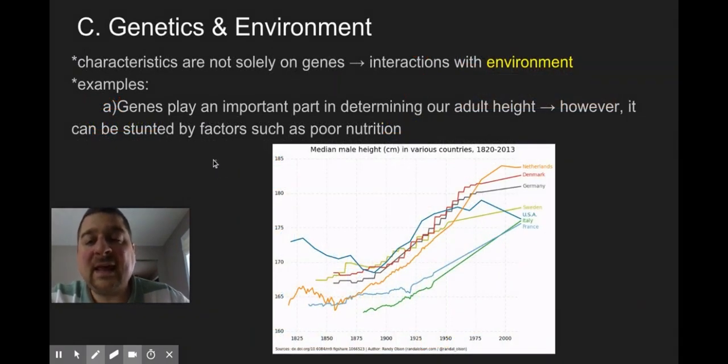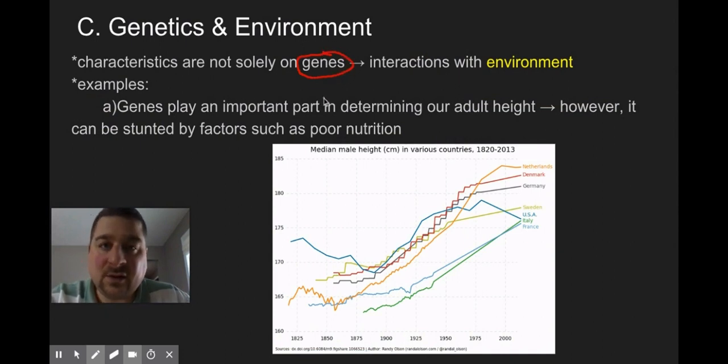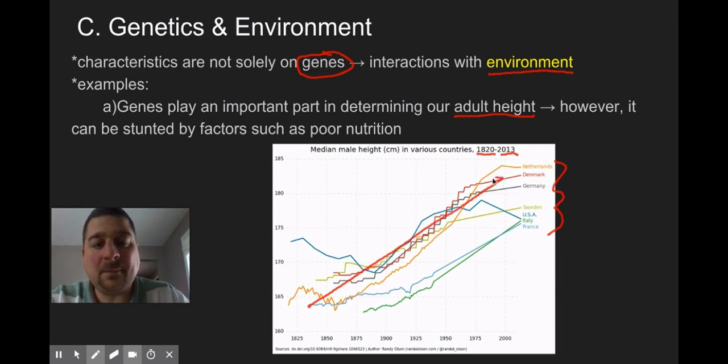One final point is that genes are not solely the main determinant of a phenotype. There's also interactions with that organism's environment. For example, if you look at the human heights throughout history, okay, so this is from 1820 to 2013, and over here they list some different countries. Look at the average height in centimeters of the average male height in various countries. Look how that has steadily gone up from the early 1800s to the 2000s.